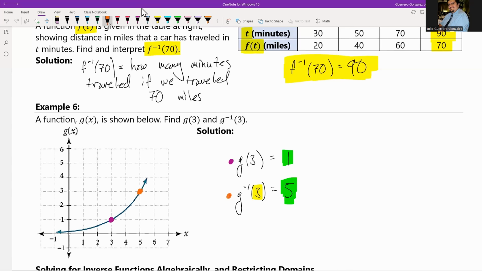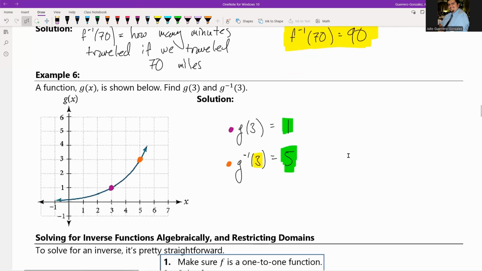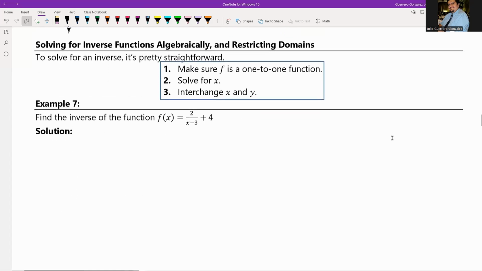Okay, hopefully this is making sense, right? So you know how a function works, right? Now you're getting to see how the inverse of said functions work. This is, at least for now, conceptual. We are going to get into how to find inverses for functions right now.